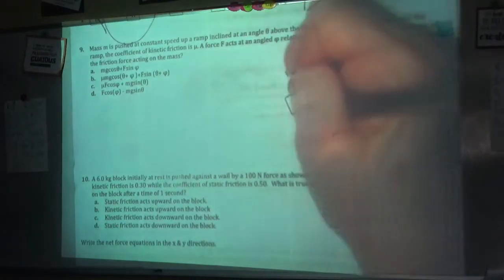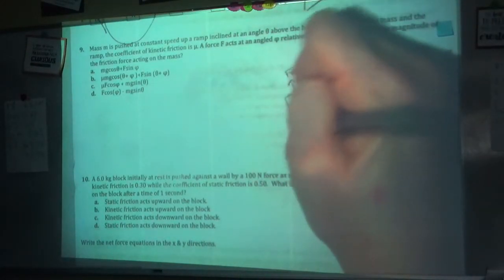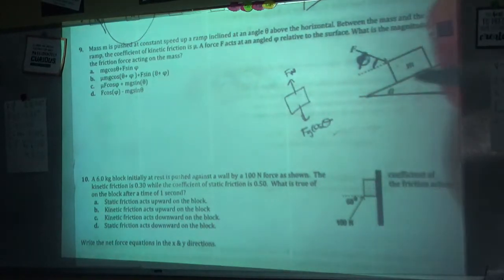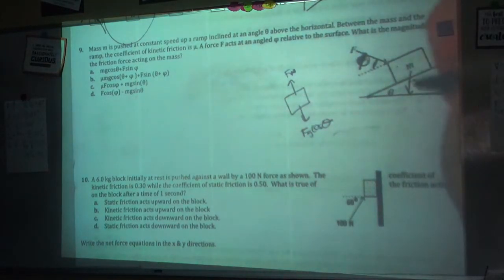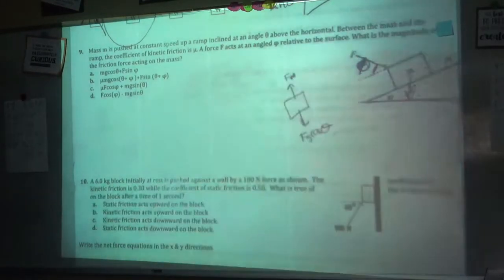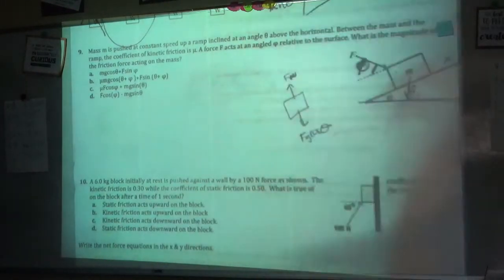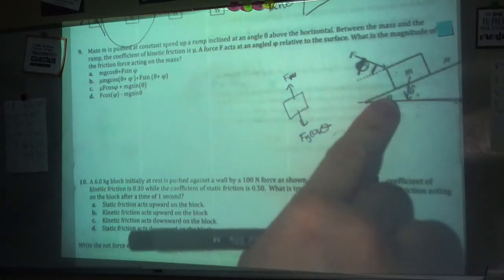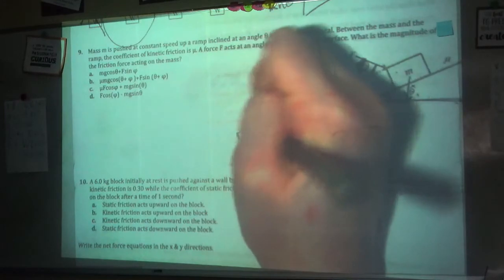That's normal. I have Fg cosine of theta, because this is weight pointing down. This would be the theta. Think of it like my contraption. Fg cosine is always opposite of the normal for an inclined ramp if I have the angle right here at the ground. And then I would have Fg sine of the angle right here.